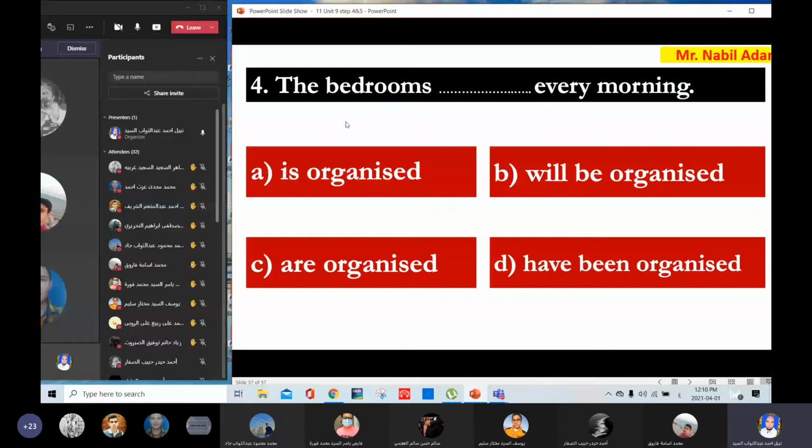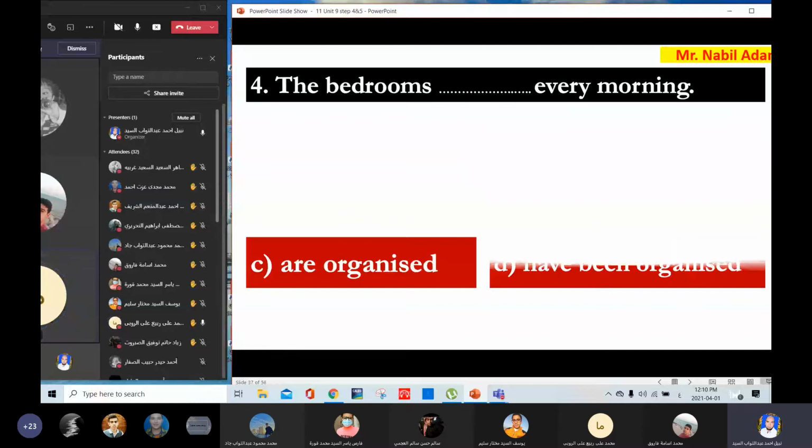The bedrooms is organized every morning. Is organized or are organized? Are organized, because it's plural. The bedrooms are organized.